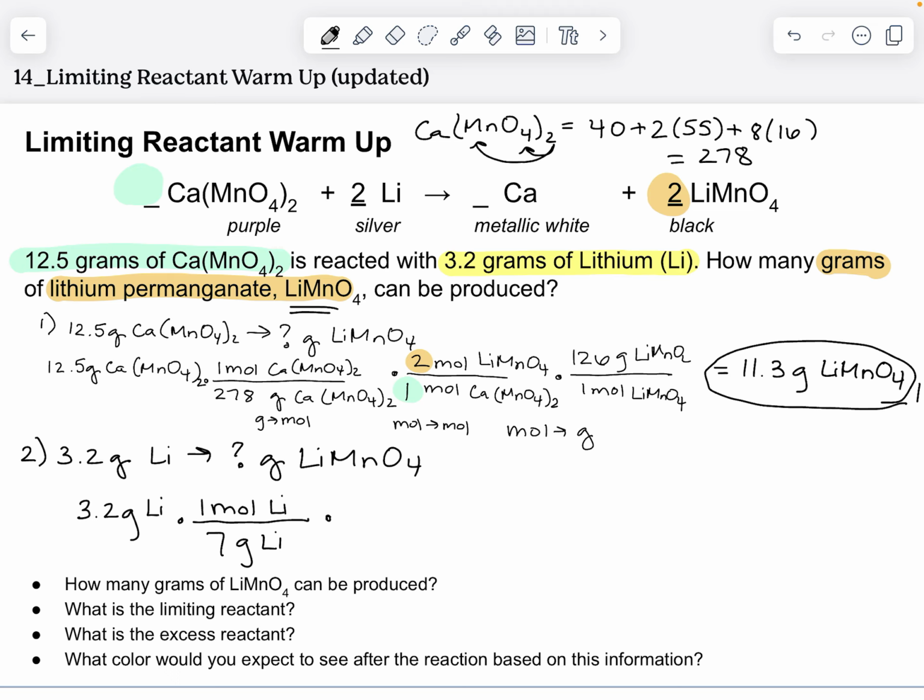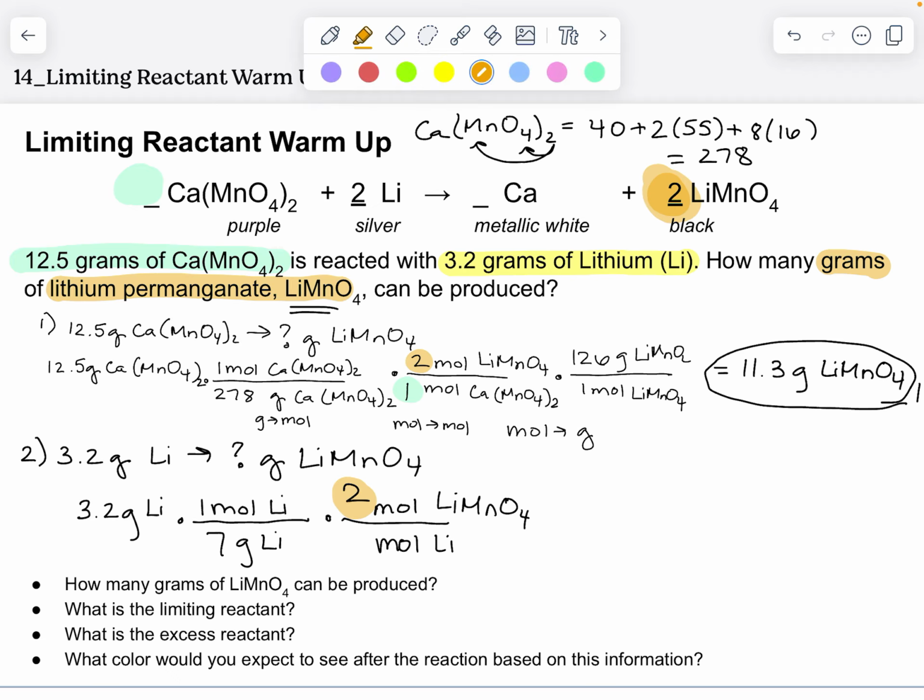Next, in that second step, I'm going from mole to mole. I'm at moles of lithium. I want to get rid of moles of lithium. I want moles of lithium permanganate. So that LiMnO4 is going to go on the top. And I go back up to my reaction to get those. Remember that we had 2 moles of lithium permanganate in our reaction. We also have 2 moles of lithium in our reaction. So now this is going to be a 2-to-2 ratio.